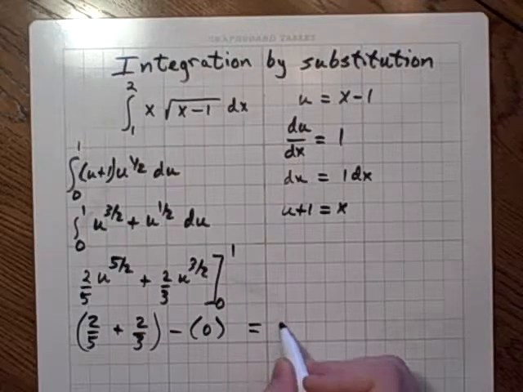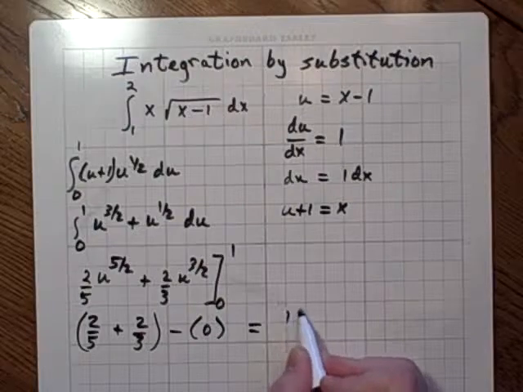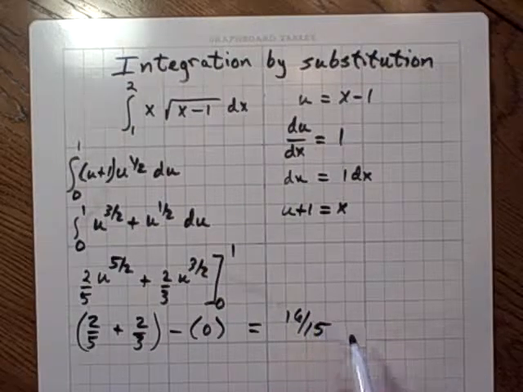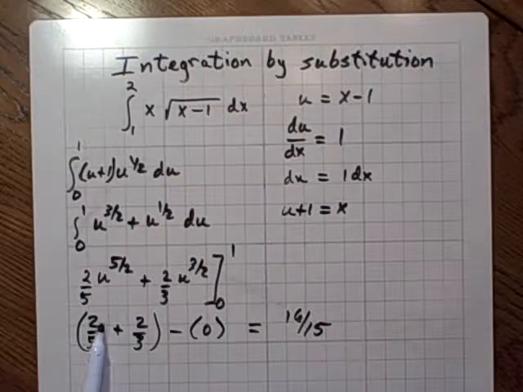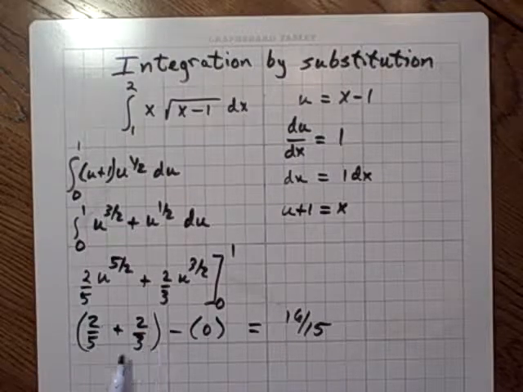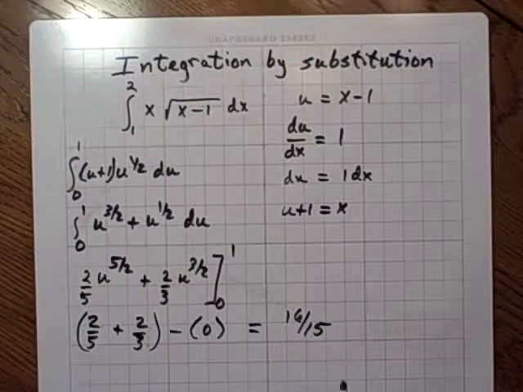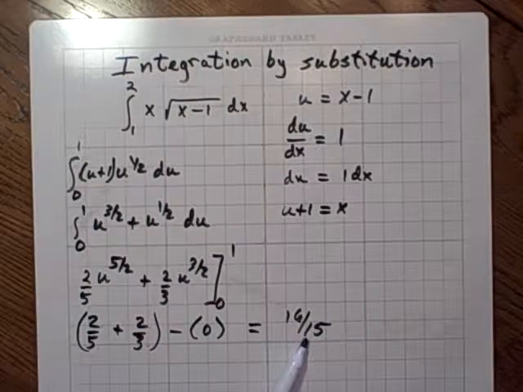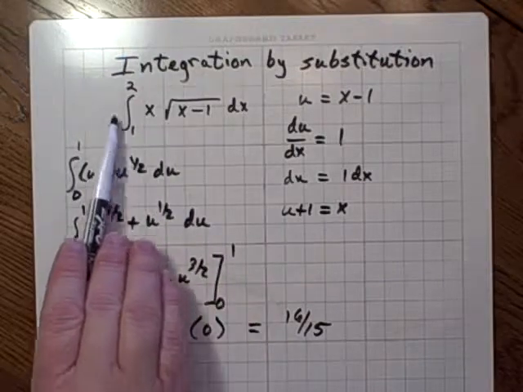Getting a common denominator, we end up with 16/15. Of course, here we'd multiply top and bottom by 3, multiply the numerator and denominator here by 5. We'd then have the LCD of 15, combine them to get 16. Once again, this represents the area underneath this function from 1 to 2.